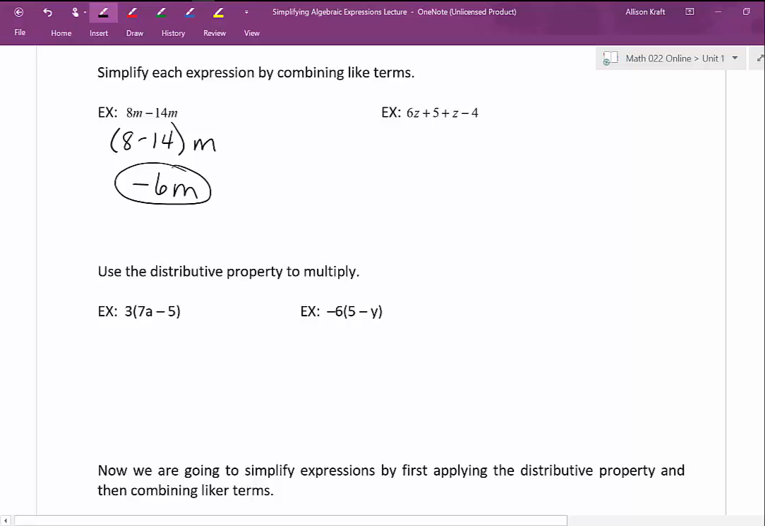In our next example, we see that not all terms are like. We have variable terms that are like, and then we have constant terms that are like. Let's combine the variable terms first. 6z plus 1z gives me 7z, and positive 5 minus 4 is a positive 1. This algebraic expression simplifies to 7z plus 1.